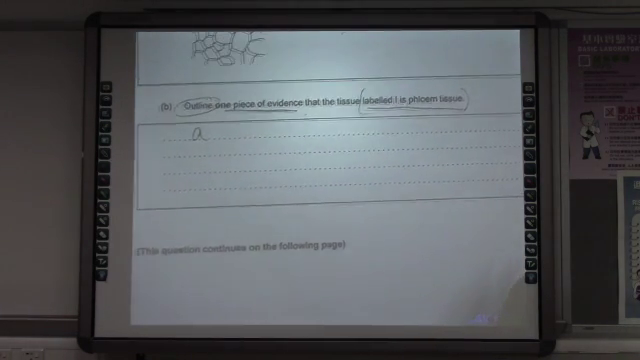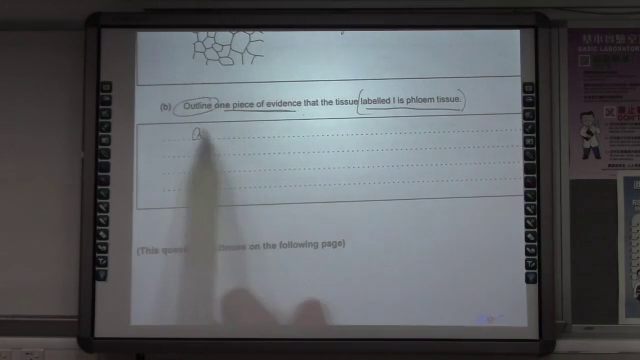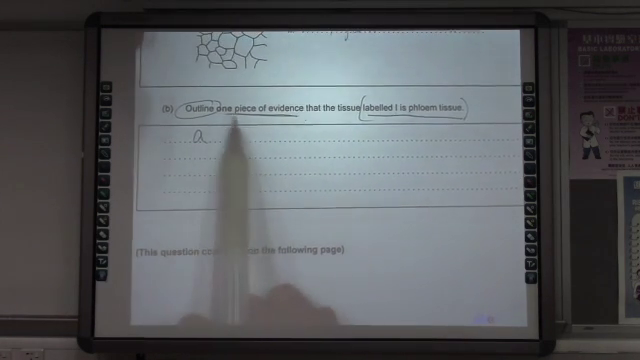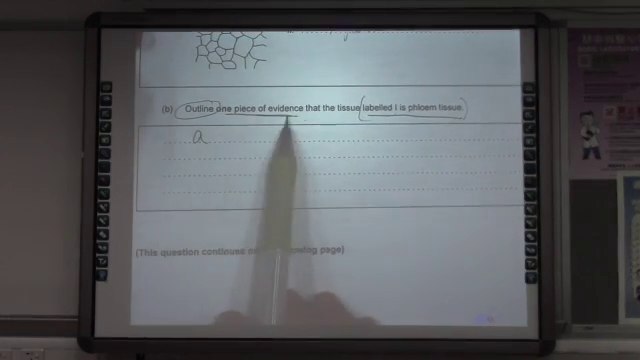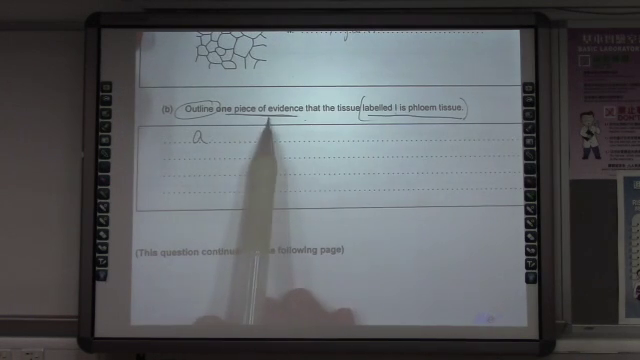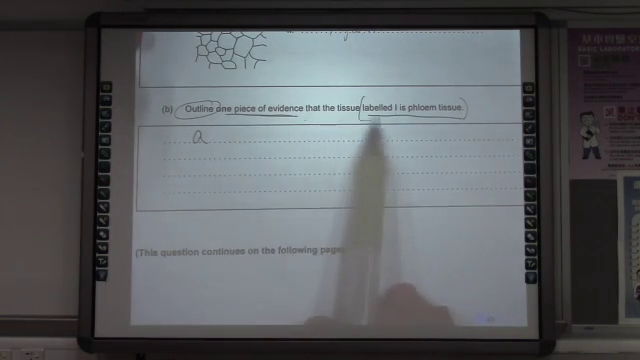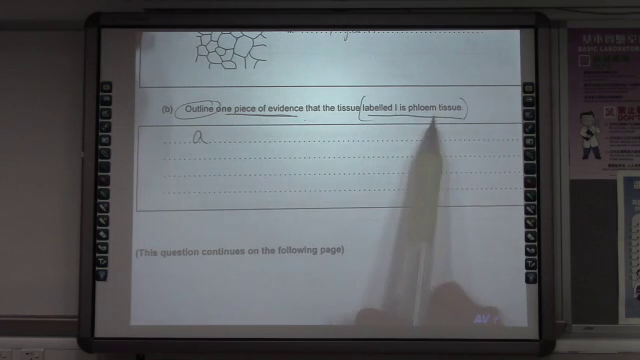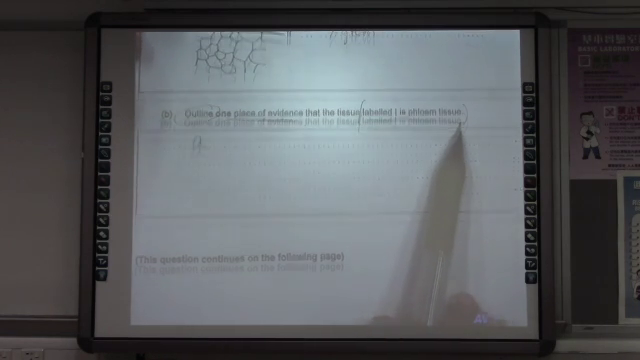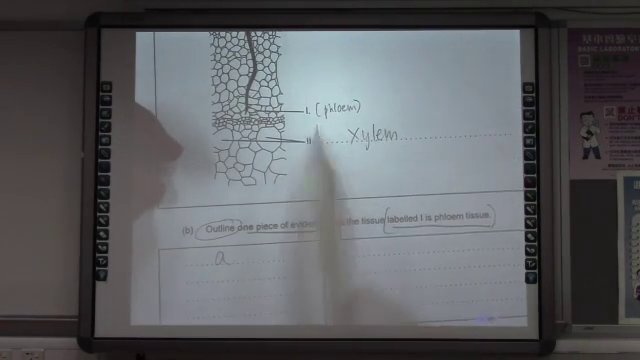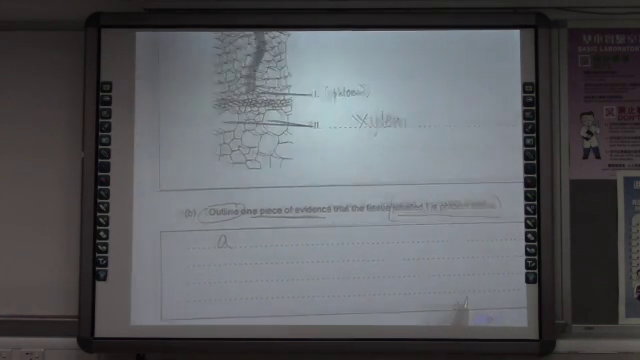Then what about question B? The action word is for you to outline one piece of evidence. So this time in the line here, you have to write evidence that the tissue label 1 is phloem tissue. How do you know this 1 is phloem? So only 1 mark. This is very easy.